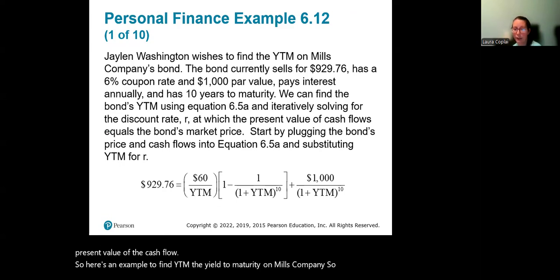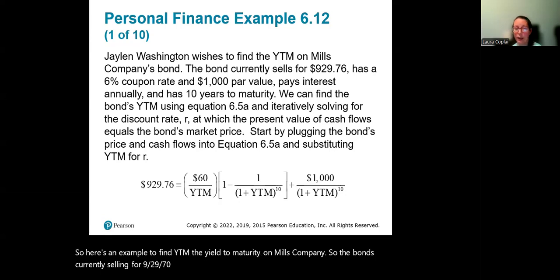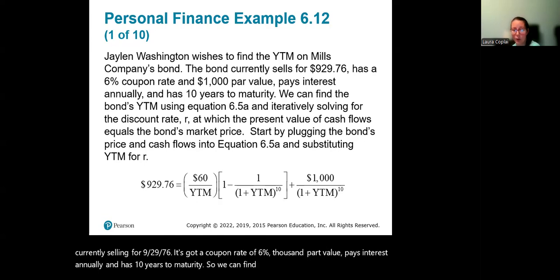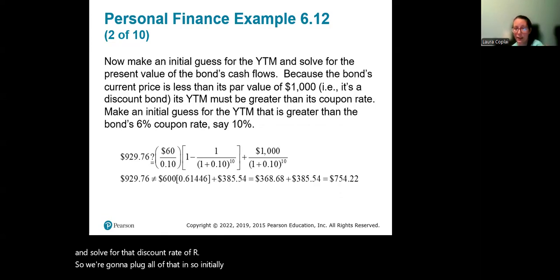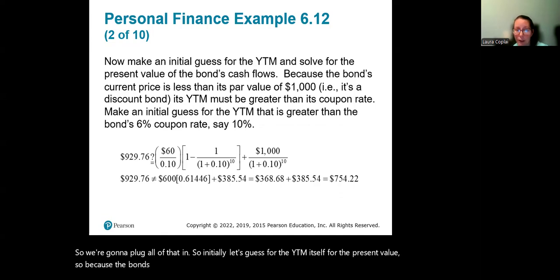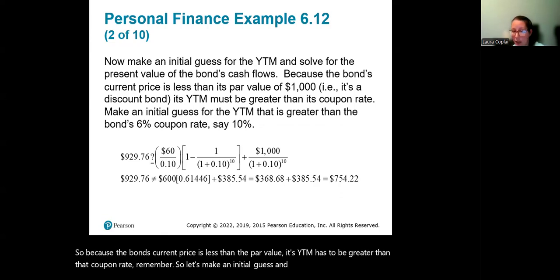The bond's currently selling for $929.76. It's got a coupon rate of 6%, $1,000 par value, pays interest annually, and it has 10 years to maturity. So we can find that YTM using the equation from 6.5a and solve for that discount rate of R. So we're going to plug all of that in. Initially, let's guess for the YTM and solve for the present value. Because the bond's current price is less than the par value, its YTM has to be greater than the coupon rate, remember? So let's make an initial guess of 10%. Let's plug that in.